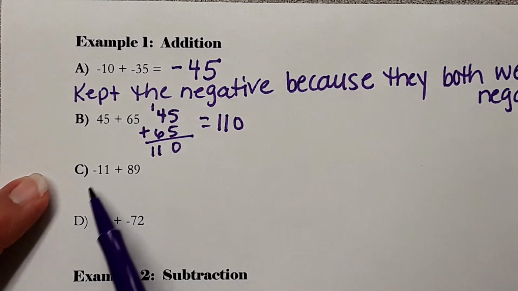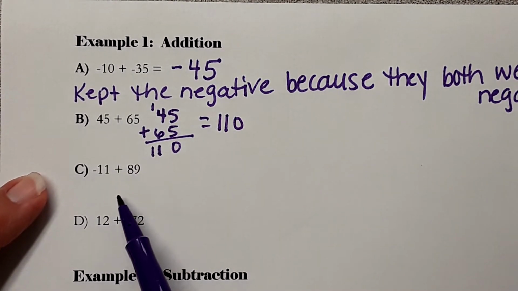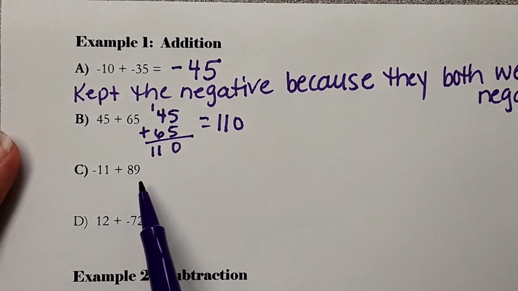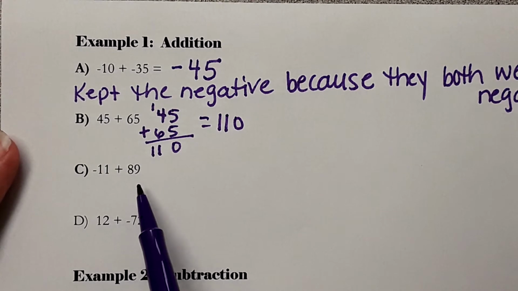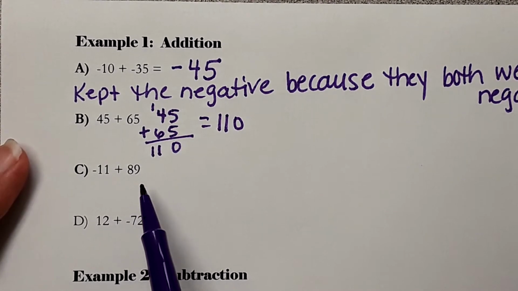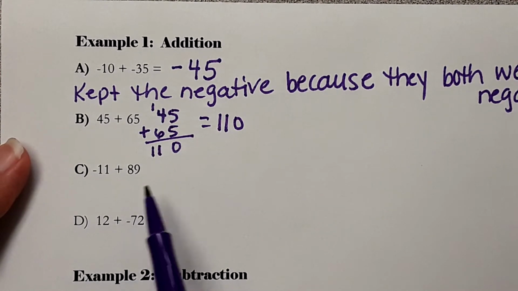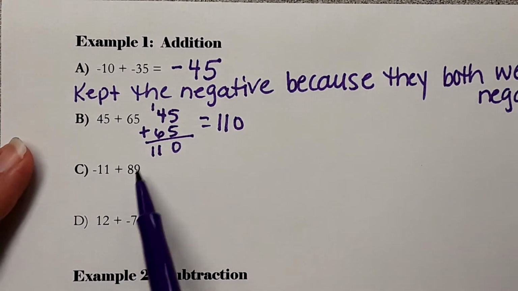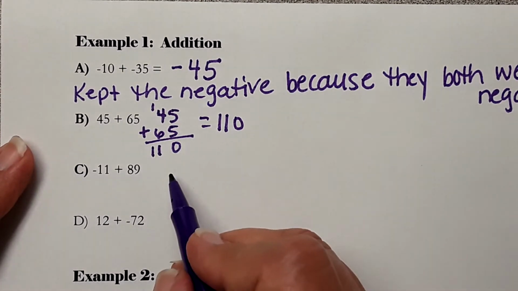Now, on letter C, they have different signs. One is negative and one is positive. So my signs are different, so I'm going to have to look at the bigger number. Is the negative bigger or is the 89 bigger? The 89 is bigger, that's positive, so my answer is going to be positive.